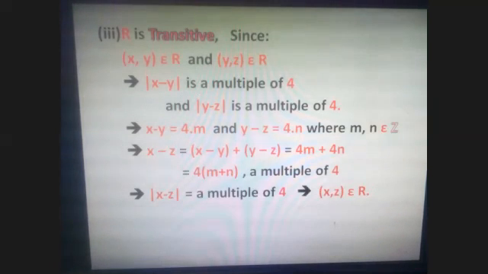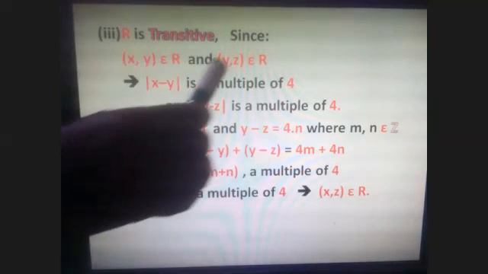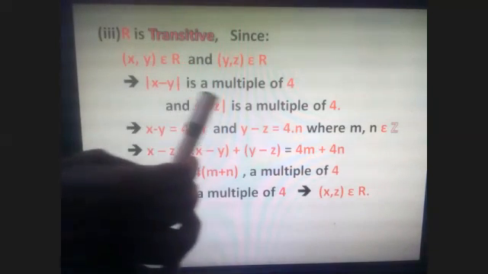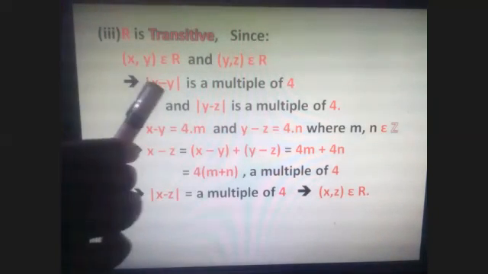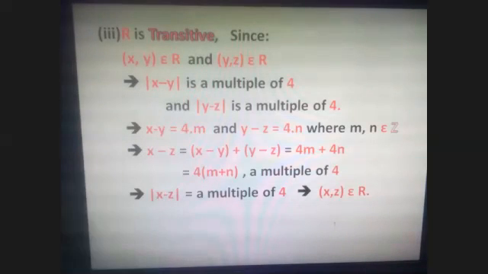Once again, if (x, y) is a member of R and (y, z) is a member of R, |x - y| is a multiple of 4 and |y - z| is a multiple of 4. |x - y| a multiple of 4 means x - y is also 4 into m, where m is not necessarily a natural number, m is an integer.